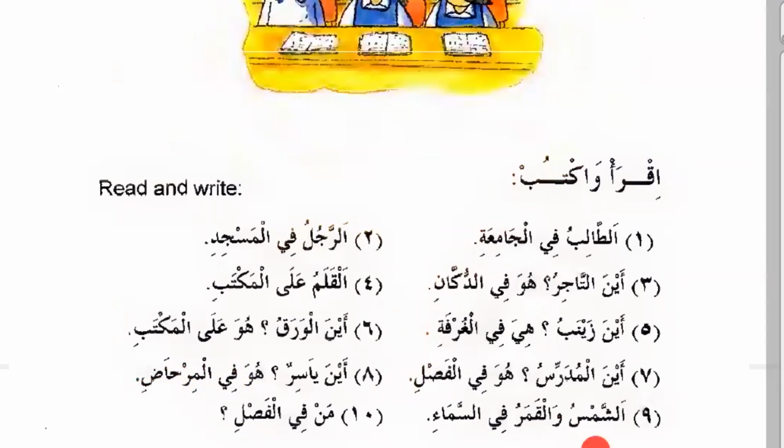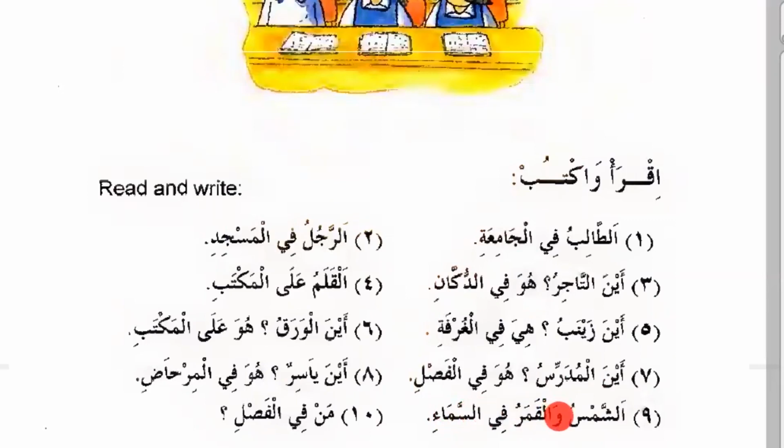Ash-shamsu wal-qamaru fis-sama'. Ash-shamsu, the sun, wal-qamaru, and the moon, fis-sama', are in the sky. Are in the sky. I hope that is clear.